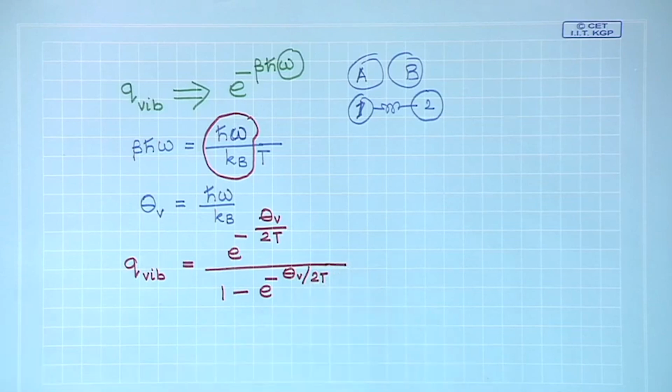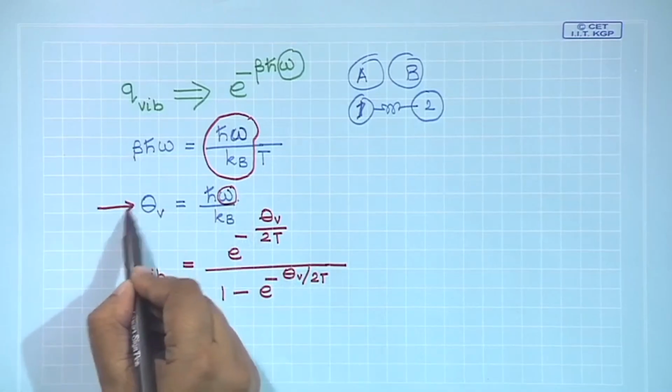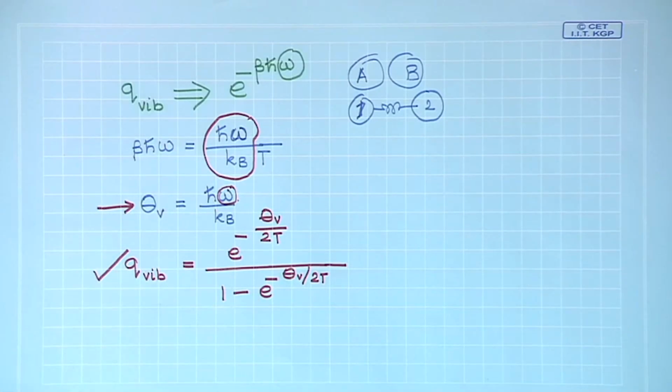Now, if I know which harmonic frequency I am going to assign to my bond, then I can calculate theta v, and accordingly I can compute what q vibe is going to be at a given temperature T.